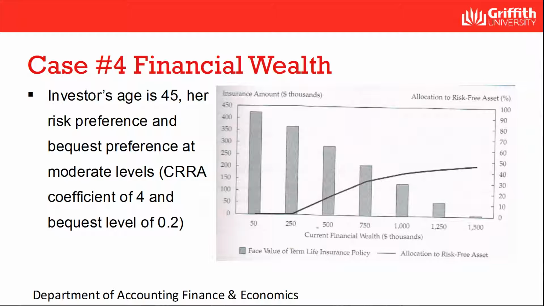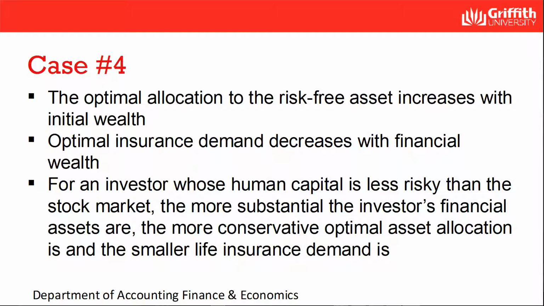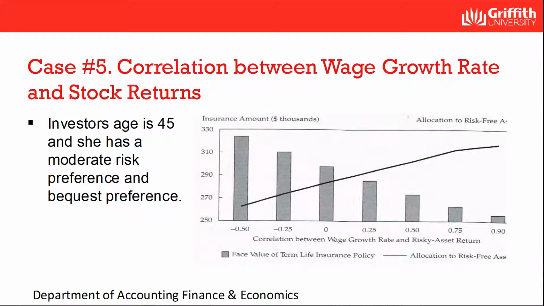In summary, for an investor whose human capital is less risky than the stock market, the more substantial the investor's financial assets are, the more conservative optimal asset allocation is, and the smaller life insurance demand is. It's a summary of those points.